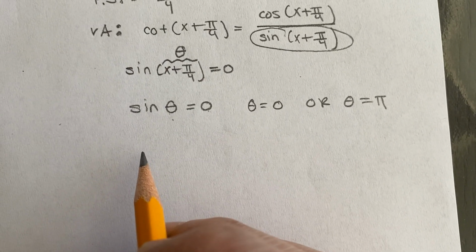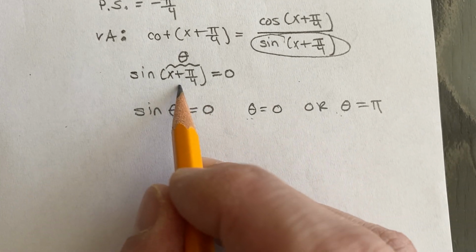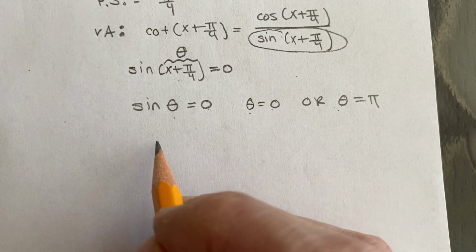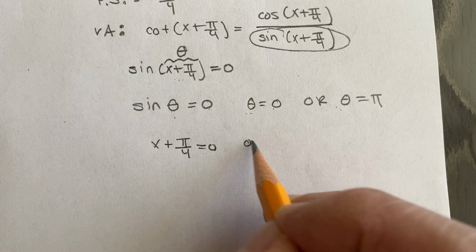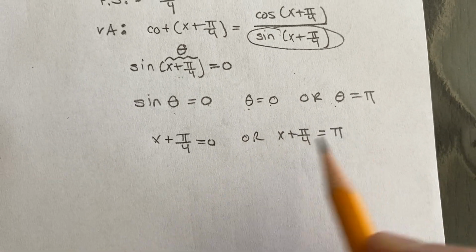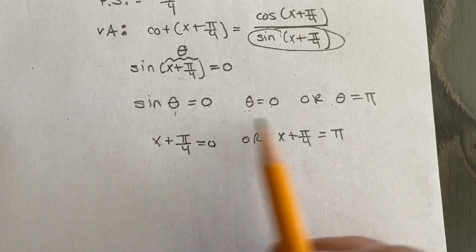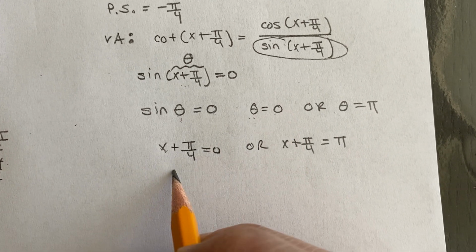So again, we're not trying to solve for theta, so don't just leave it like here. You have to plug x plus pi over 4, which is equal to theta, back into this equation. You have to say x plus pi over 4 is equal to 0, or x plus pi over 4 is equal to pi, because I'm trying to solve for x, basically, not for theta. This is just to make my equation a little bit easier. So solve this one-step equation.